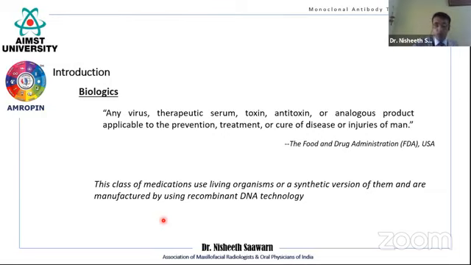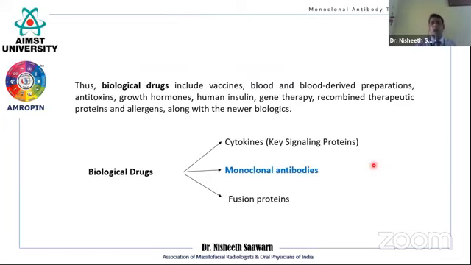So basically, the biologics include a large variety of things that we use in therapy, which includes blood and blood derived preparations, antitoxins, growth hormones, insulin, human genes, genetic therapy, all the hormonal supplements that we give, whichever is derived directly from organisms, they are all biological. But when we talk about biological drugs in a strict or literal sense, then recently we consider it in three ways. That is, three kinds of drugs are considered under biological drugs.